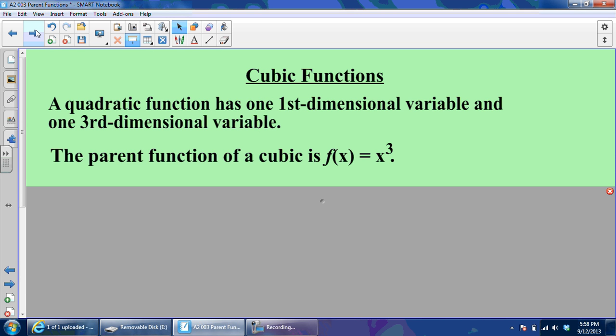Okay, the next one we're looking at is the cubic function. You may have played around with the cubic function a little bit, but probably haven't spent a whole lot of time yet talking about it. If you have one variable in the first dimension and one variable in the third dimension, then that is cubic. So our basic parent function for the cubic would read y equals x cubed, or f of x equals x cubed.